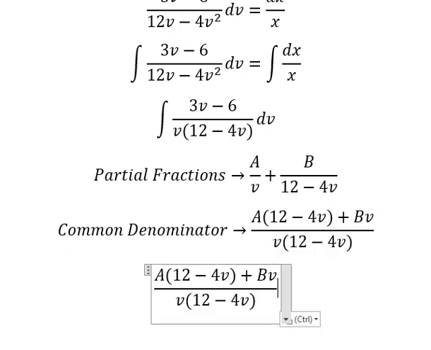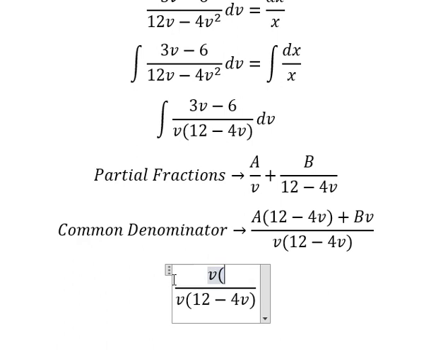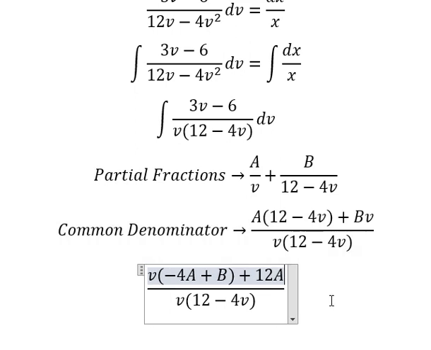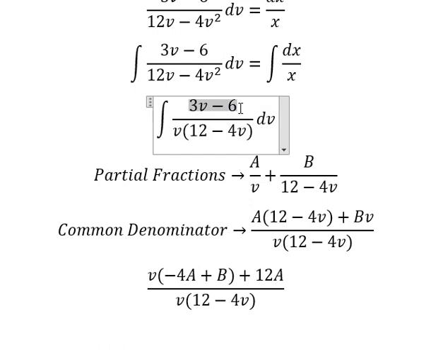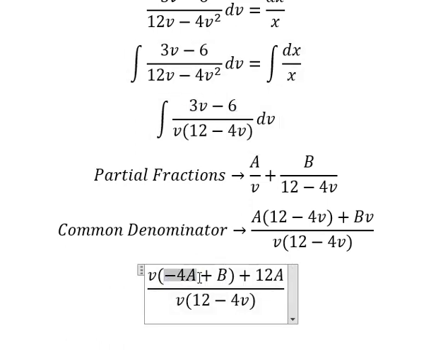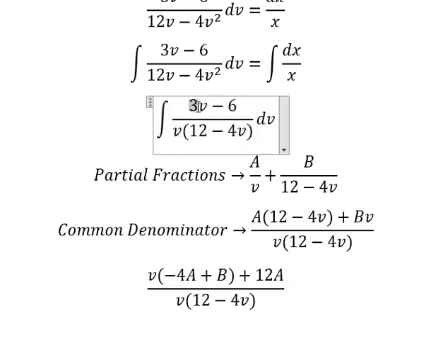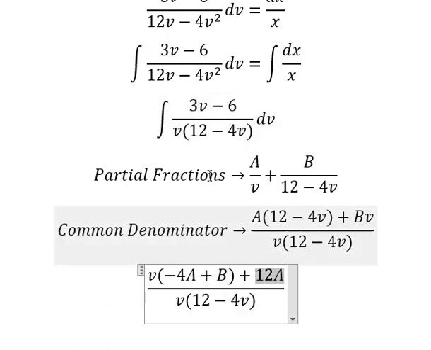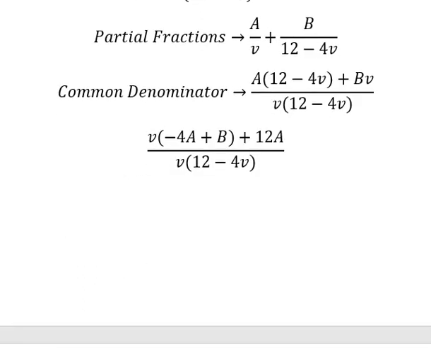Next, we need to arrange based on the terms of v. So we have negative number 4 with A and B. The next one we have 12, A. Now we need to compare coefficients on numerator. So we have 3v, that means negative 4A plus B equals number 3, and 12A equals negative number 6. And now we can create the system of equations.